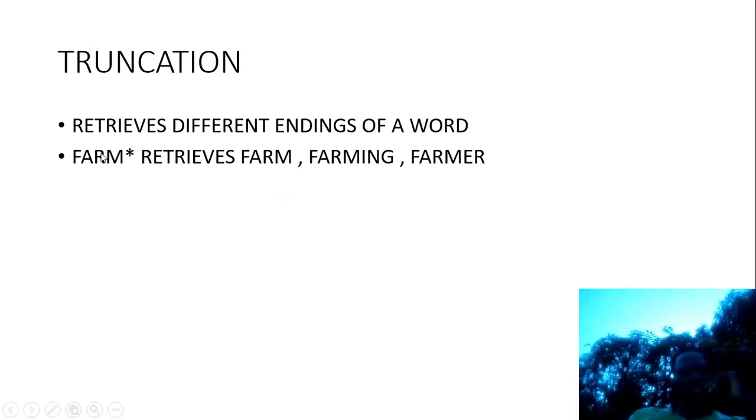The word is farm, but there's a star at the end. So this star means that when you search, like in Google or whatever browser you're using, it will bring various words to you. You're broadening your research. When you put farm with the star, it will bring the different words with different endings, but you can see it has the same word, farm. It just changes at the end: farm, farming, farmer. But the word is the same where you stopped, because I've stopped on farm.